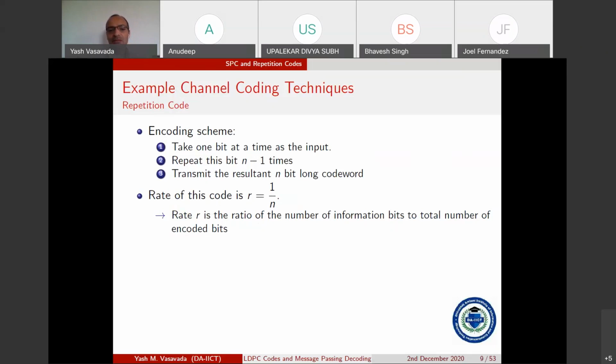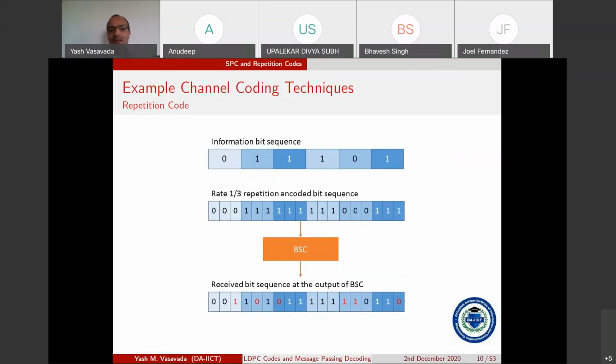Essentially, we are just repeating one bit at a time, but we are repeating it n times. So this is the diagram. Let us say the information bit sequence is 011101, and we are using rate 1/3 repetition code. So each 0 gets repeated 3 times, each 1 gets repeated 3 times, and so on. Then after it goes through the BSC, maybe some zeros become 1 and some 1s become 0, as indicated in red.